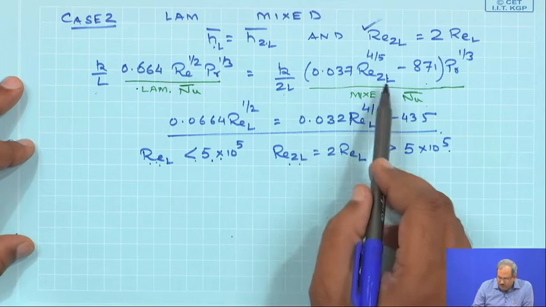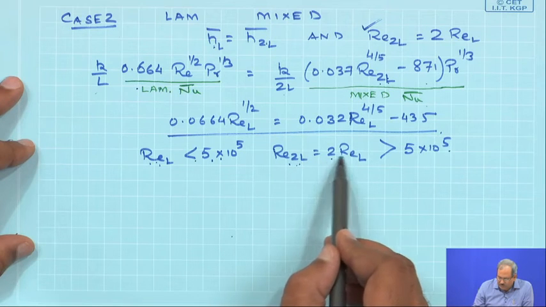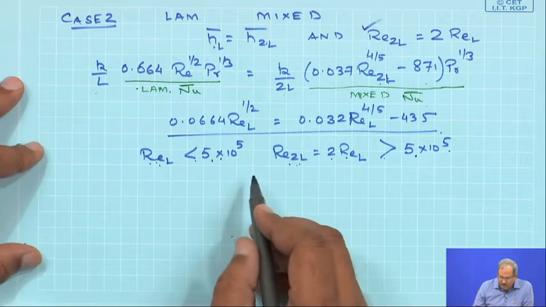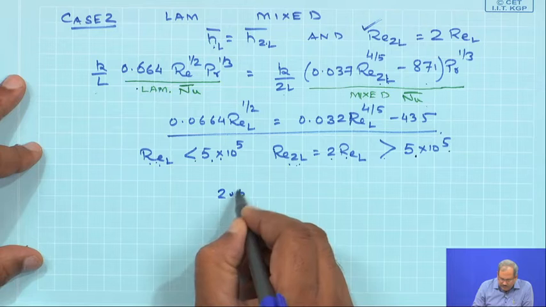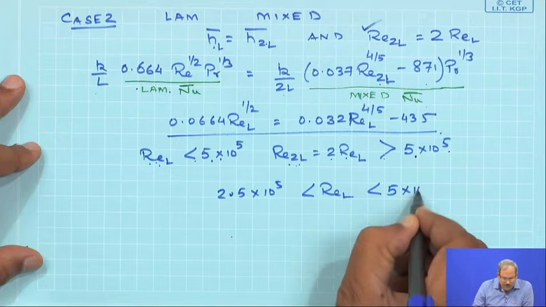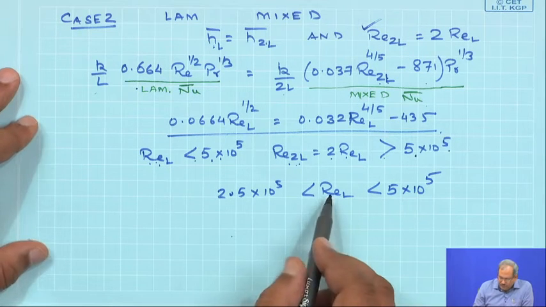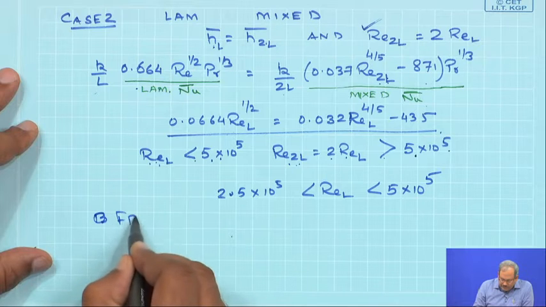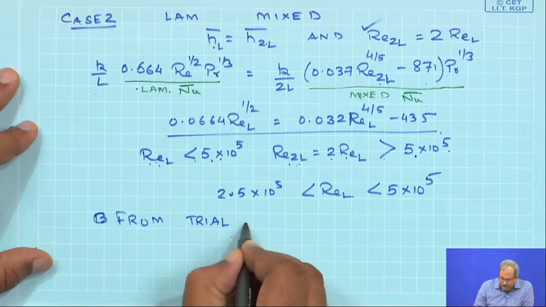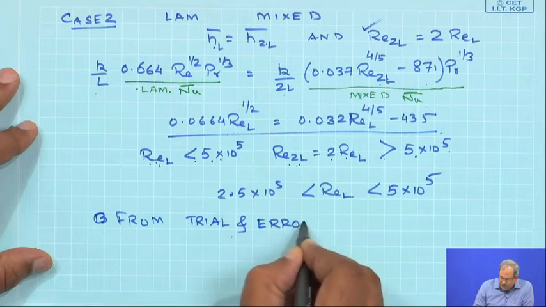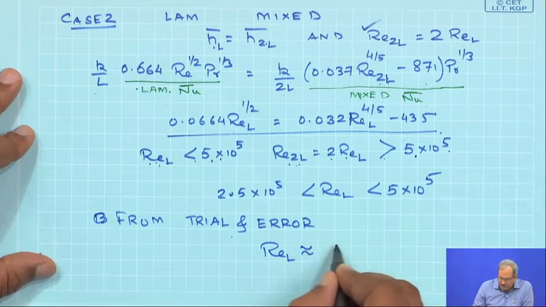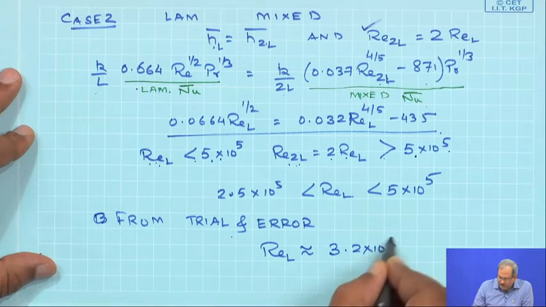So, Re_2L, which is equal to twice Re_L, must be greater than 5 into 10 to the power 5. So, this narrows down the value of the Reynolds number to this range in which it should reside, and this equation cannot be solved directly. From a trial and error solution, by assuming a Reynolds number in this range, you would be able to see that the Reynolds number is equal to 3.2 into 10 to the power 5.